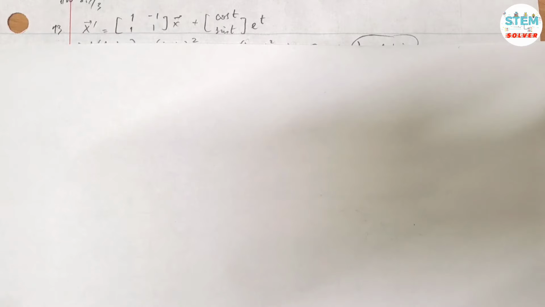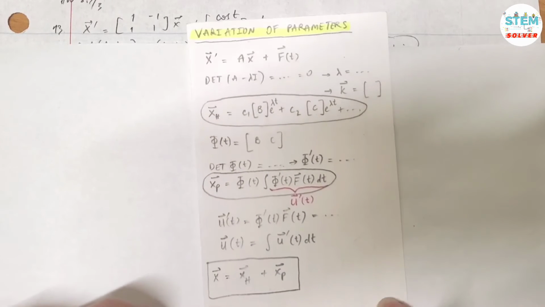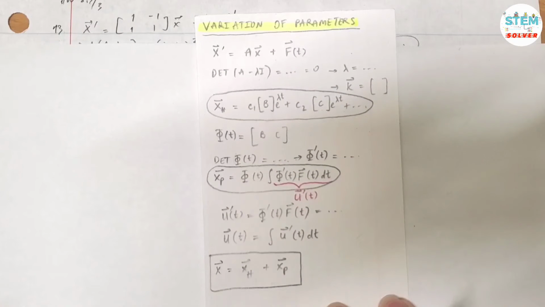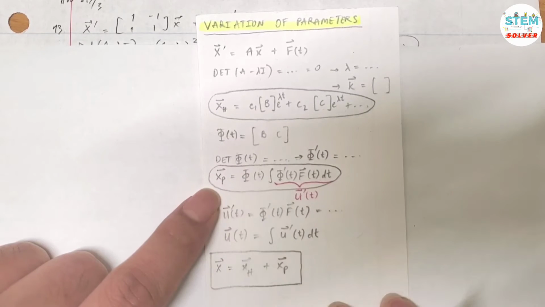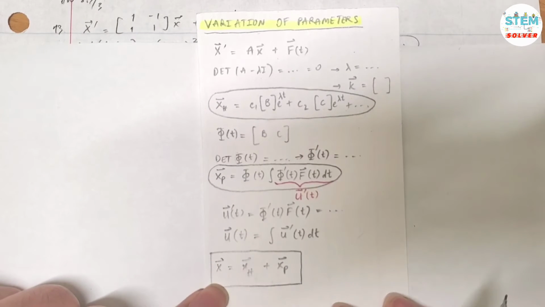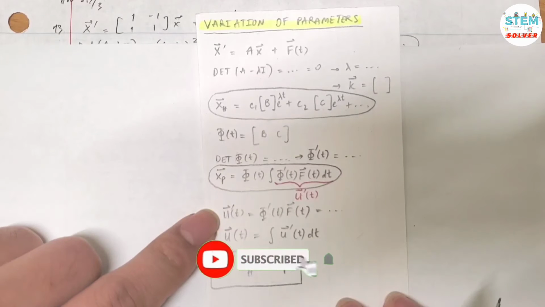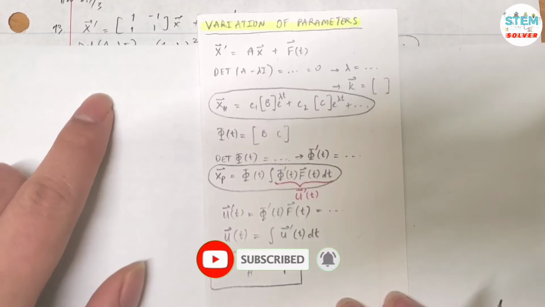Use variation of parameters to solve the given system. So to use the parameter method, here's the step you need to do. First, you need to find the homogeneous solution and then find the non-homogeneous solution. After that, you add them together, which gives you your final answer. Okay, so here are the steps, and it's not a detailed step, but I will walk you through it step by step for a specific problem.